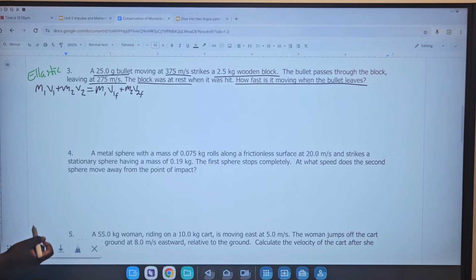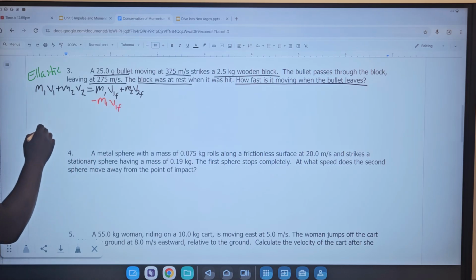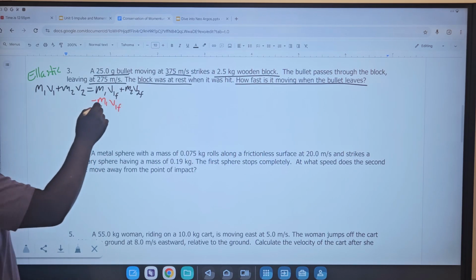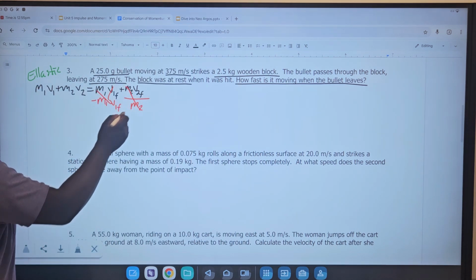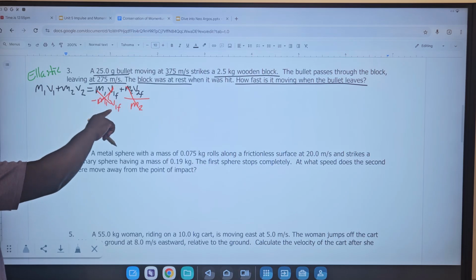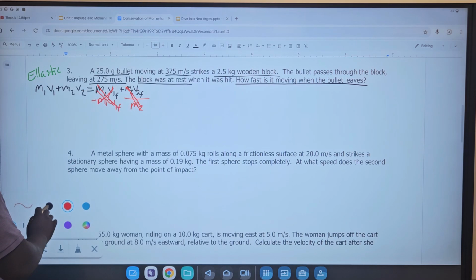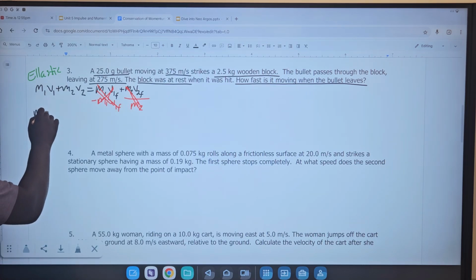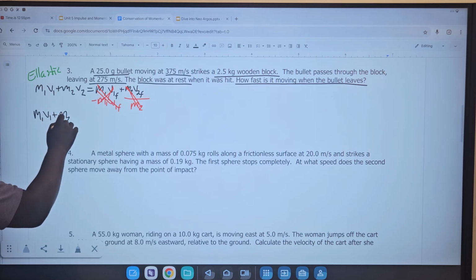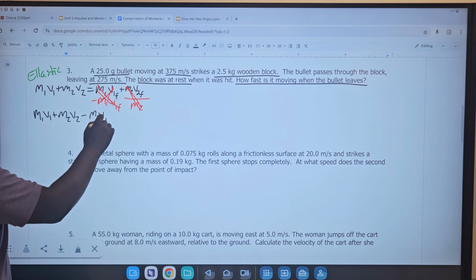So we have a bunch of stuff in the way. How do we get rid of the stuff? Well, first off, let's subtract that m1 v1f out of it. And then we're going to divide by m2. Again, we subtracted m1 v1f and then divided by m2. Again, super quick. The new setup is going to look like m1 v1 plus m2 v2 minus m1 v1f.